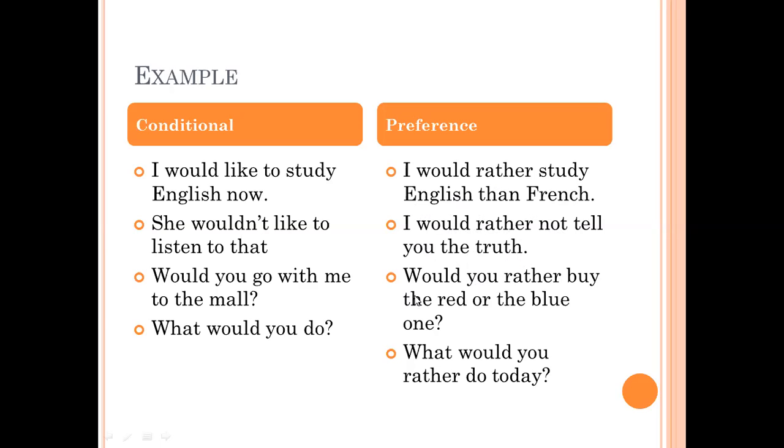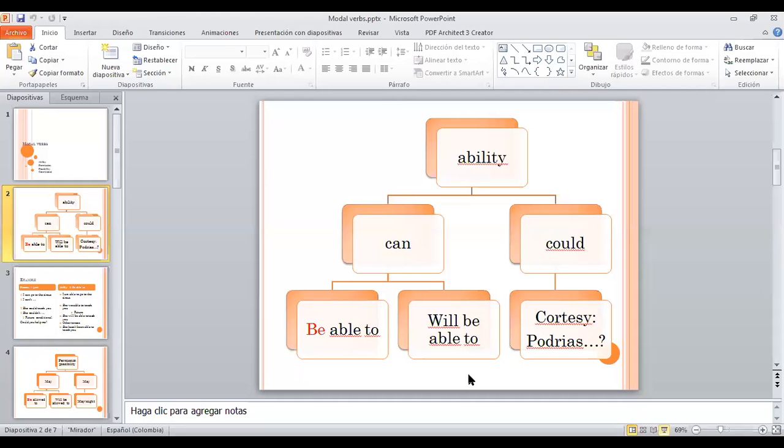Would you rather buy the red or the blue one? Here I'm talking about somebody. ¿Preferirías comprar el rojo o el azul? What would you rather do today? ¿Qué preferirías hacer hoy? Right. So this is the end of the explanation for the modal verbs.